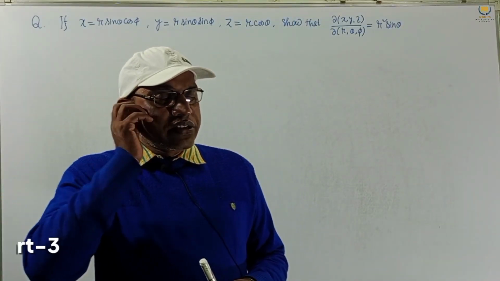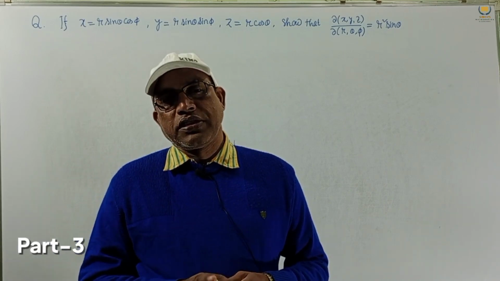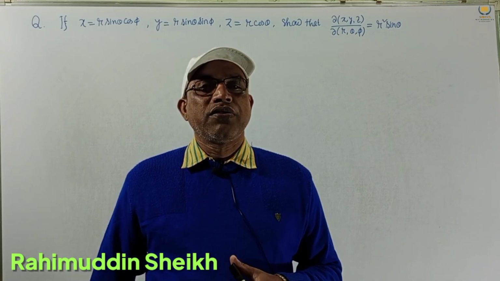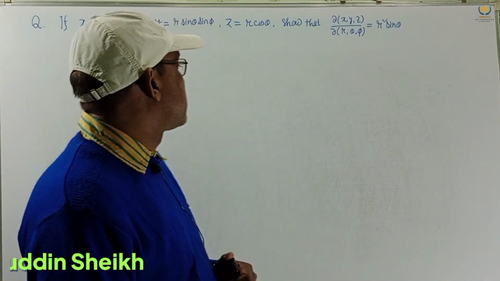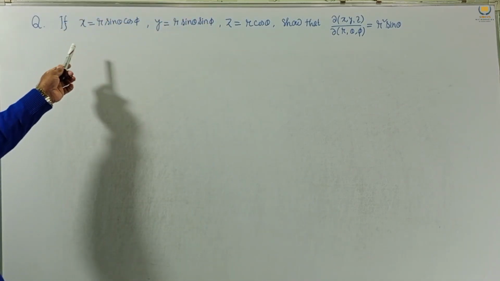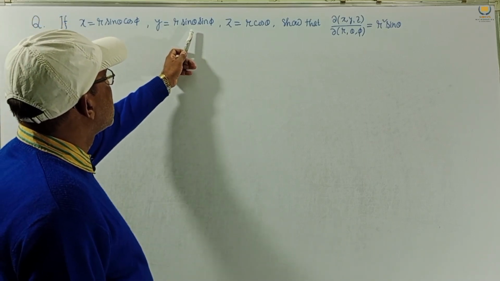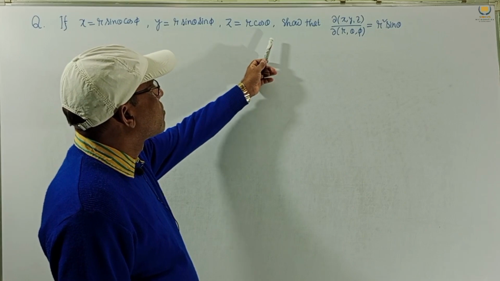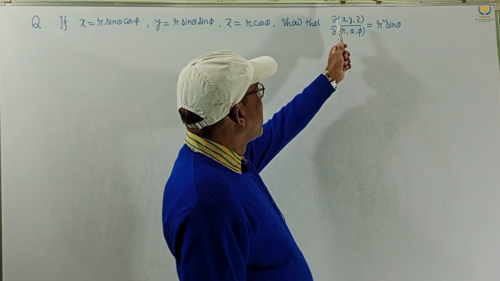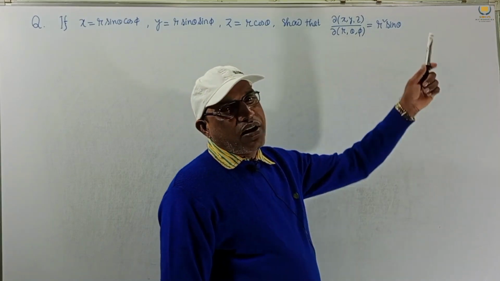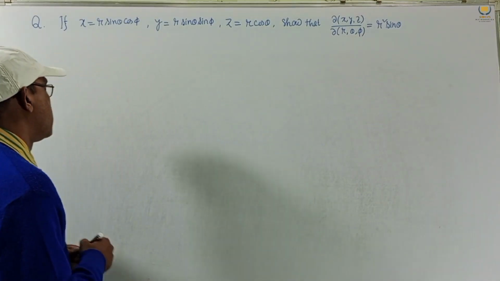Now our main discussion is Jacobians. Last video we solved some problems. Now we consider the remaining problems. Let us consider one problem. If x equals r sin theta cos phi, y equals r sin theta sin phi, z equals r cos theta, show that del(x,y,z) by del(r,theta,phi) equals r square sin theta. We have to show this.